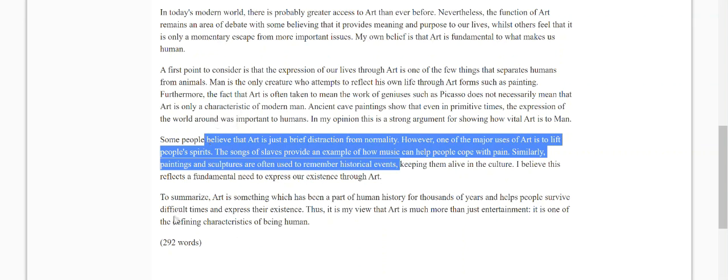Again, defining: one of the defining characteristics, the same as fundamental, of being human.